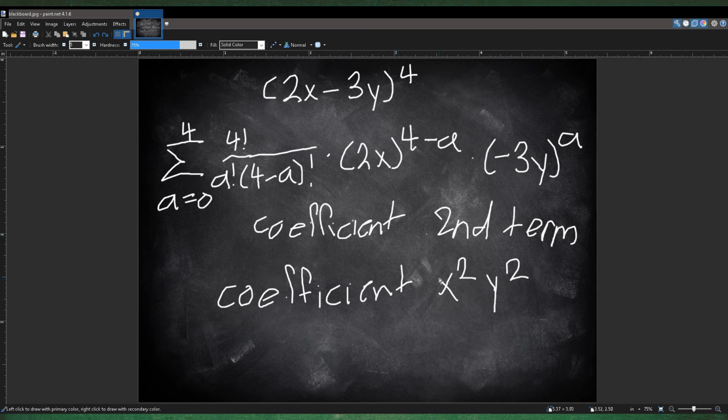So we need to find when x is squared. What you're going to do is you see something like here, and you want to ignore the 2. So you have x to the power of 4 minus a is equal to x squared, right? So a has to equal 2. So that's how you find it, basically. Or if you want to focus on the y squared term, the only way to get the y squared term is right here.